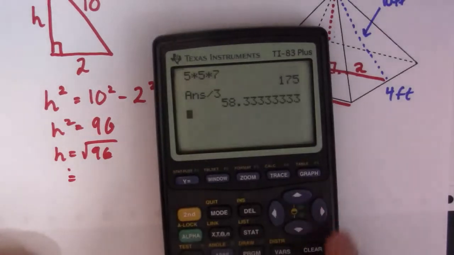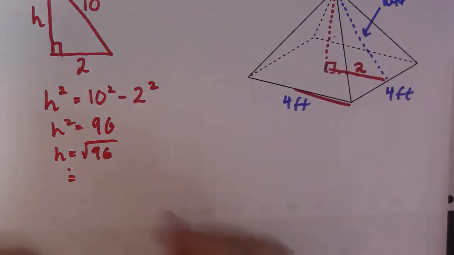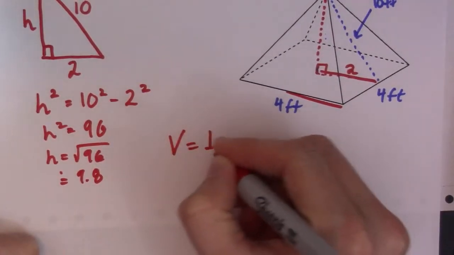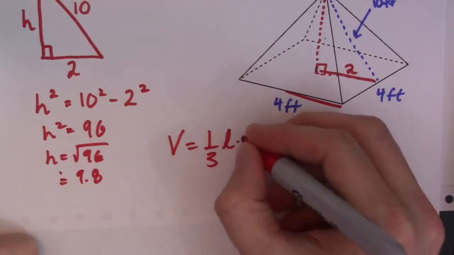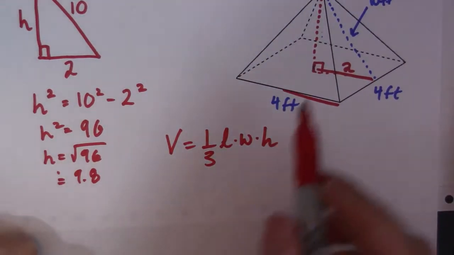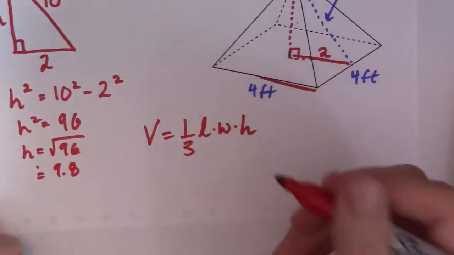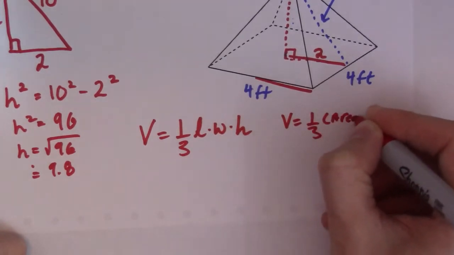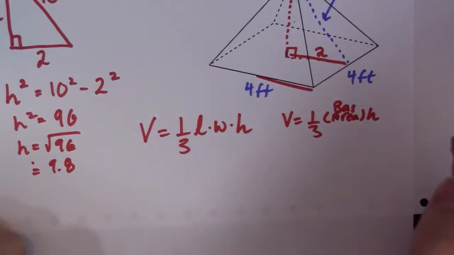Which is going to be about 9.8 is what I'll call it. So now that I have that, I can jump to my volume formula. Volume is equal to 1/3 length times width times the height. Some people like it as the base area times the height. I don't like that. I prefer length times width times height, but sometimes you might see it like this: area times the height, and that's the base area. So this square here for us, or it could be a rectangle.